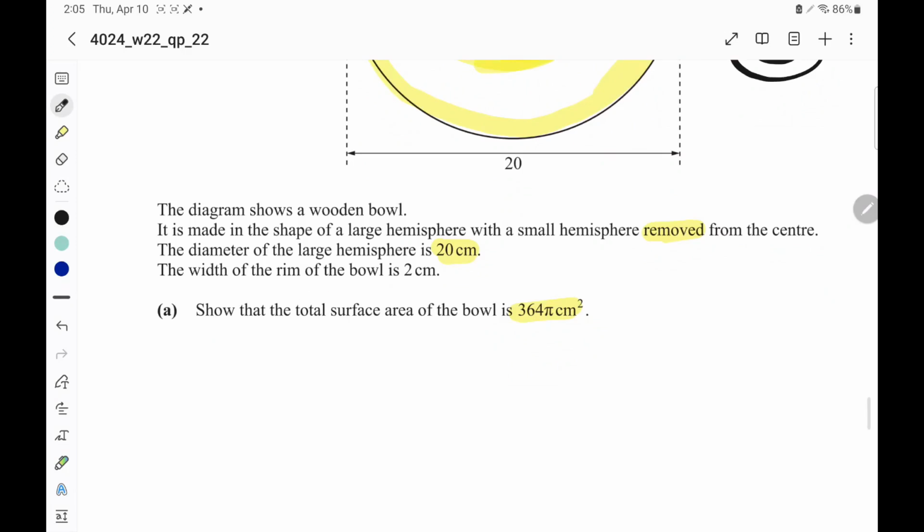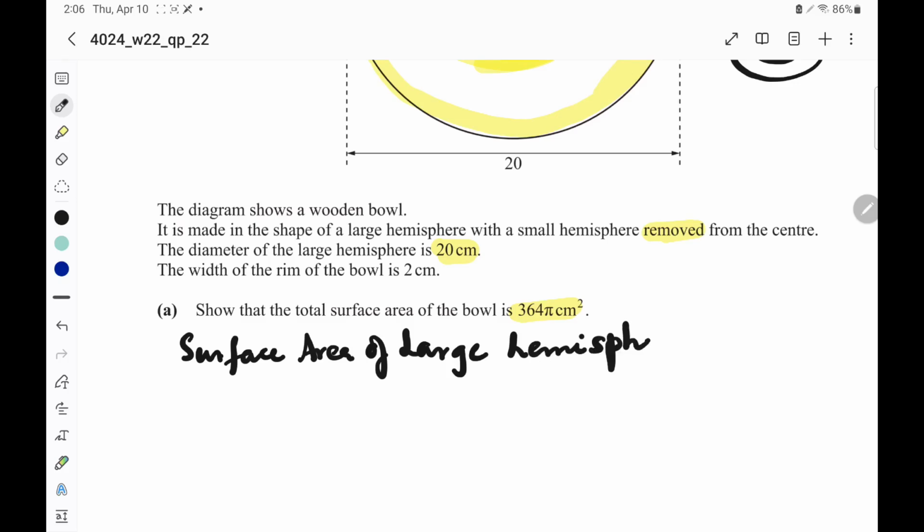So total surface area, first find the surface area of the large hemisphere. We know that 4 over 3 pi r cube is the volume of the sphere, and 4 pi r square is the surface area. So the hemisphere is half of 4 pi r square, which is 2 pi r square.